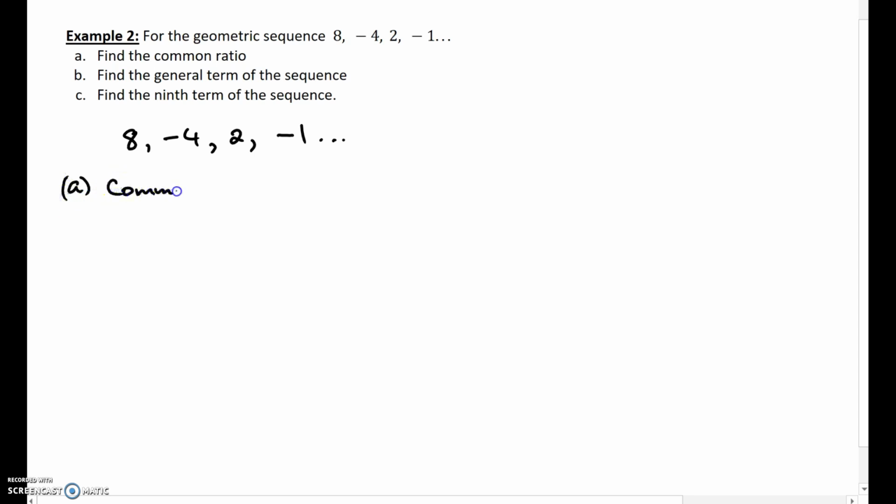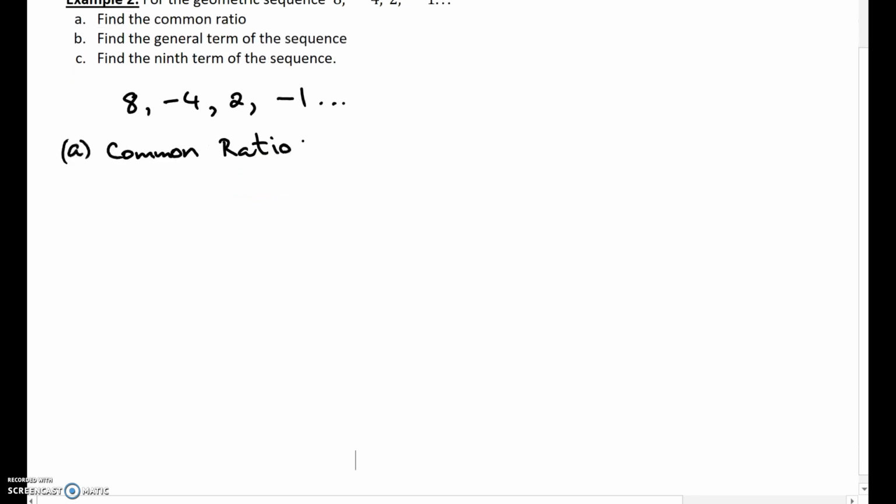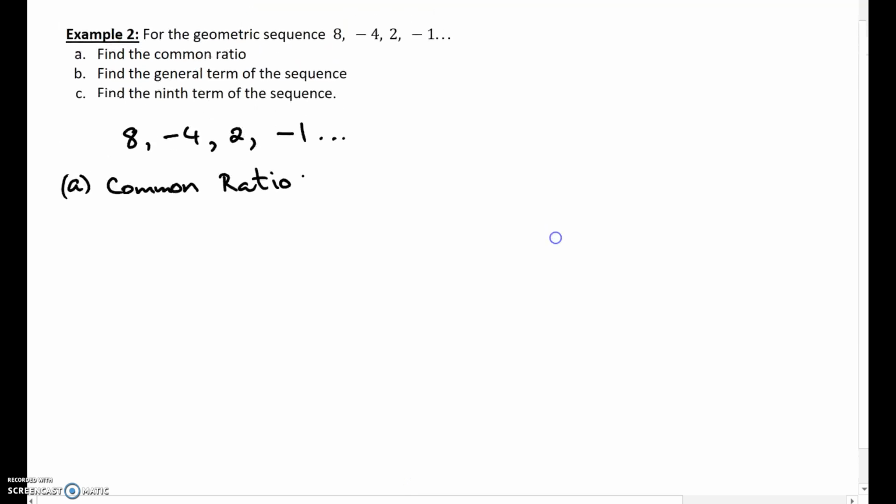Okay, so you ask yourself, the simplest way to ask yourself this question is, what am I multiplying 8 by to get to -4? What do I multiply -4 by to get to 2? What do I multiply 2 by to get to -1? Well, you look at this and you think, well, the sign is changing. That means I'm going to need a minus in here. I'm going to need to multiply by a minus.